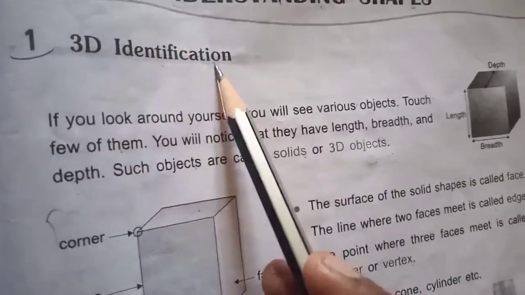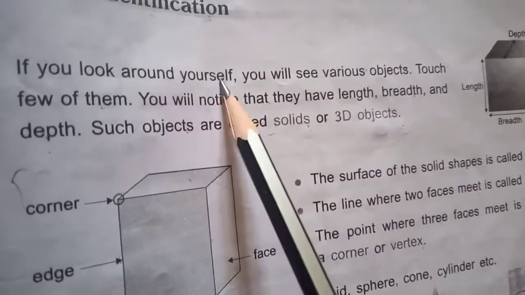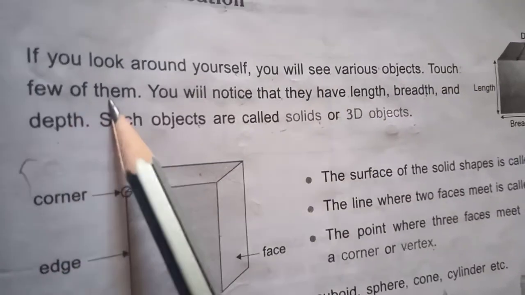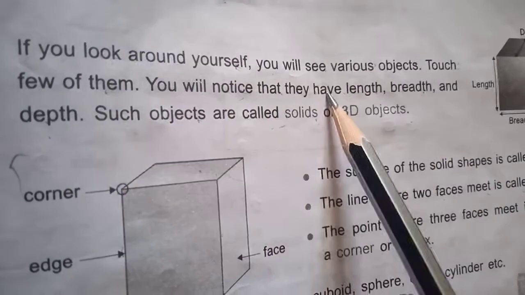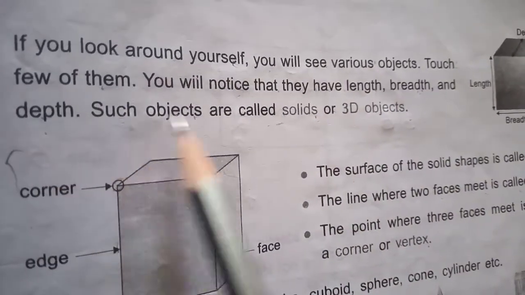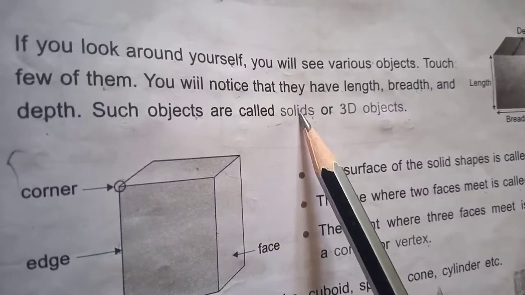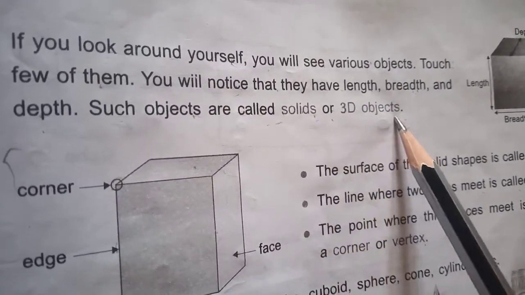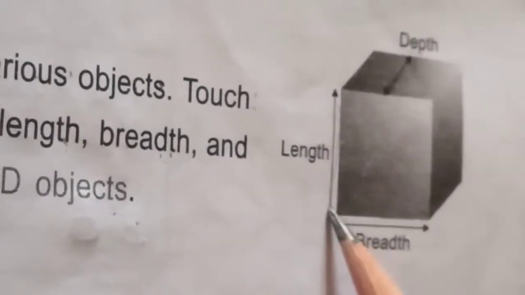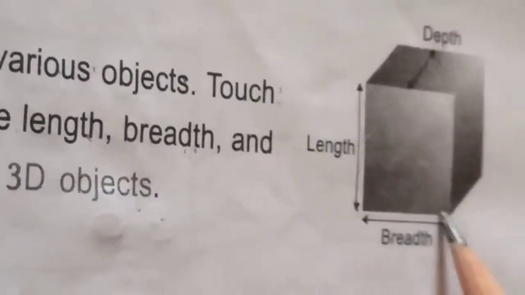3D Identification. If you look around yourself, you will see various objects. Touch a few of them, you will notice that they have length, breadth, and depth. Such objects are called solids or 3D objects. Depth, this is the length, this is the breadth.